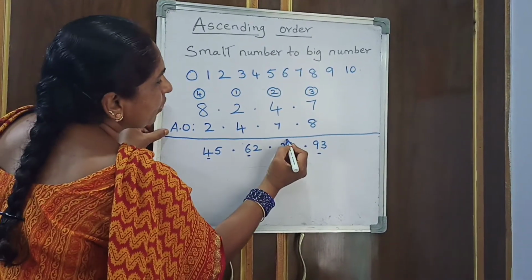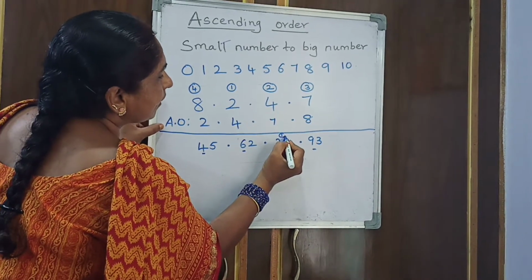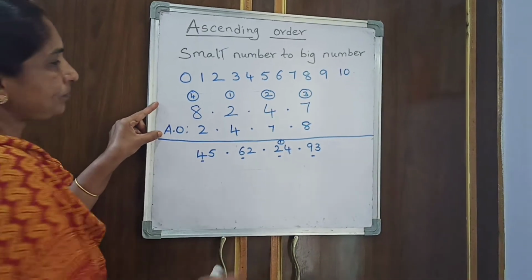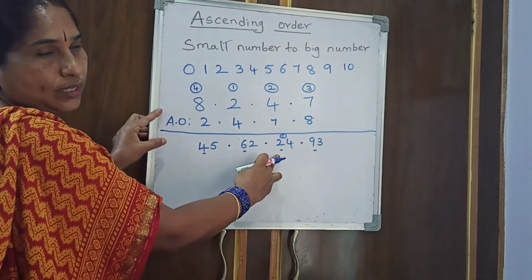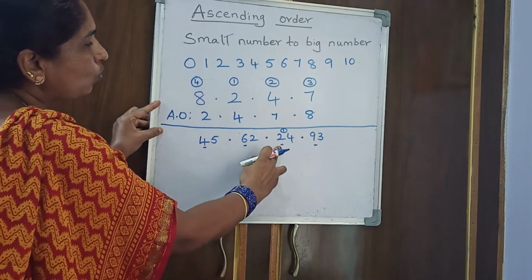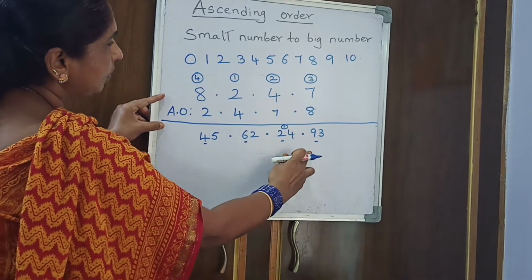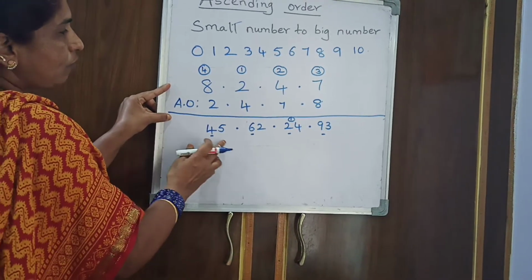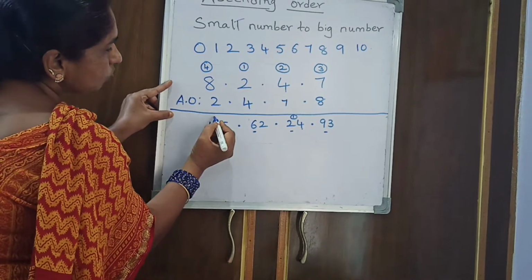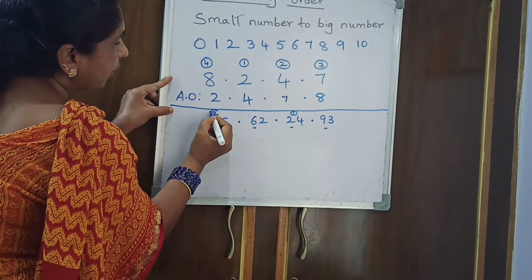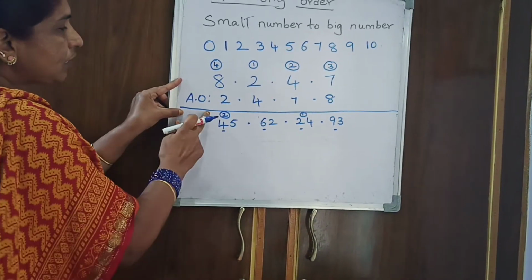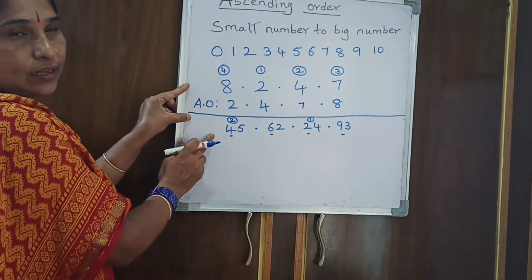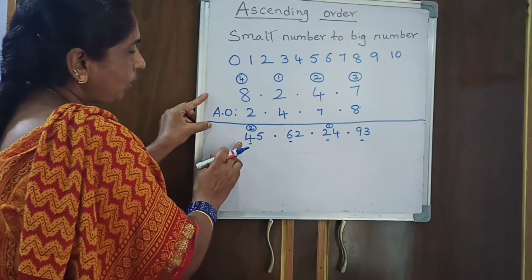So then you write 1 and circle this number on the top of the box. Is it clear, children? So 24 is the smallest number, the first number. 24 after, which is the next smallest number? 2 after 3, 4. So 4 is here. 4, 5, 45 is the next smallest number. So write 2 here. If you circle this number, you won't get confusion. Is it clear? Next, 2 number finished.